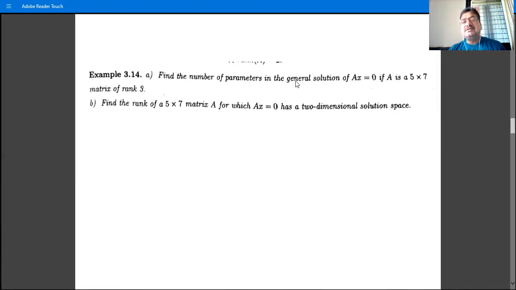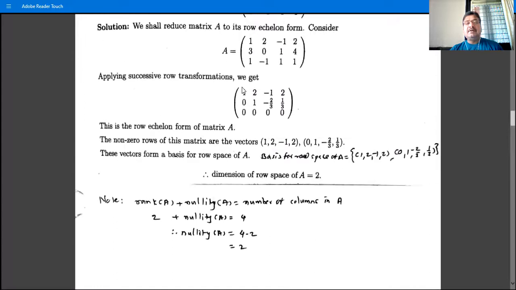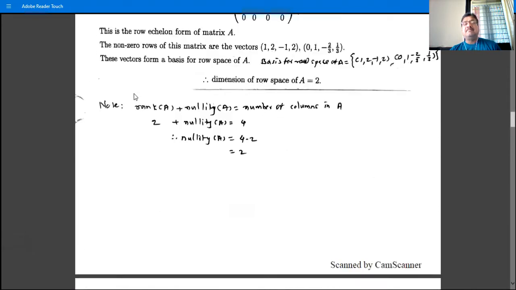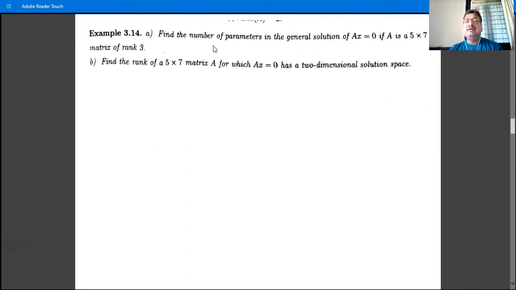Find the number of parameters in the general solution of AX is equal to 0. The number of parameters means nullity of A. So we have to find the nullity of A, and the rank of A is 3. The rank of A is given, and we find the nullity of A. Then the next question is to find the rank of this matrix of order 5 by 7. That is, there are 7 columns for which AX is equal to 0 has a two dimensional solution space.